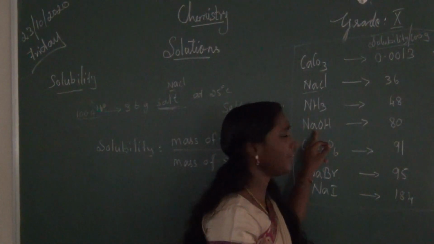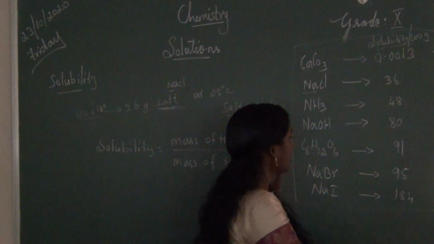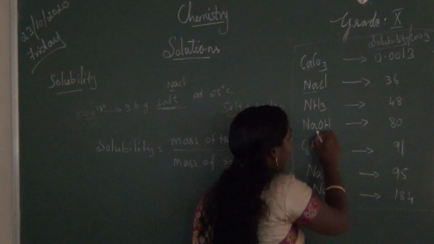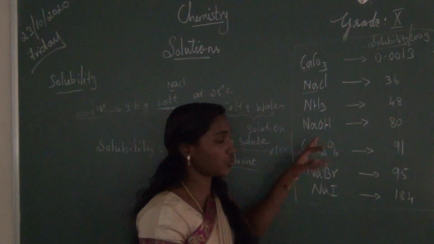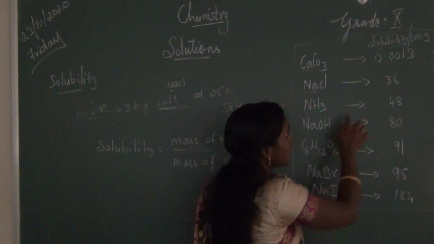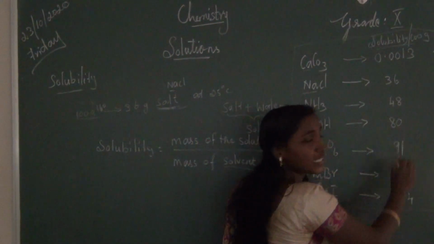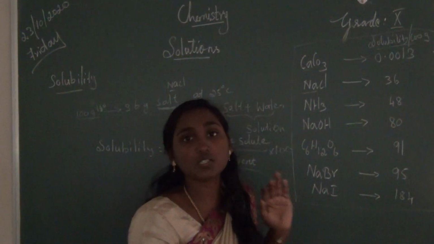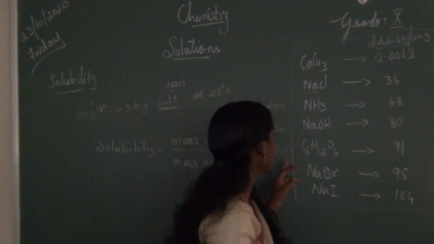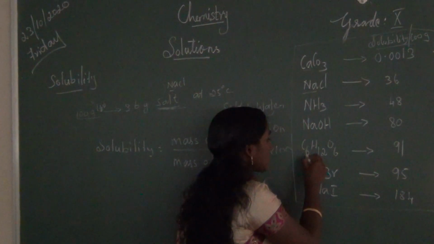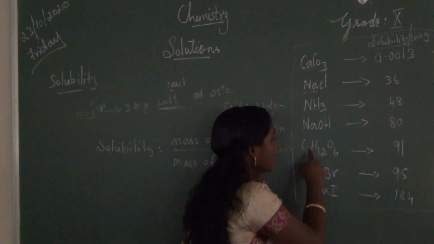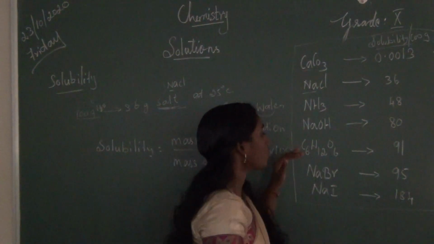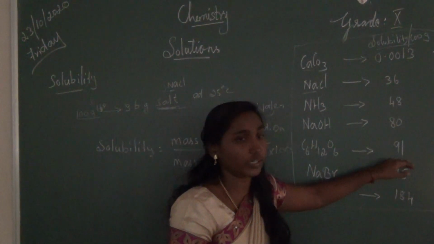Then NaOH, which is sodium hydroxide. Na means sodium, OH is hydroxide. Sodium hydroxide solubility value is 80 gram. Then glucose, C6H12O6. Glucose solubility value is 91 gram.